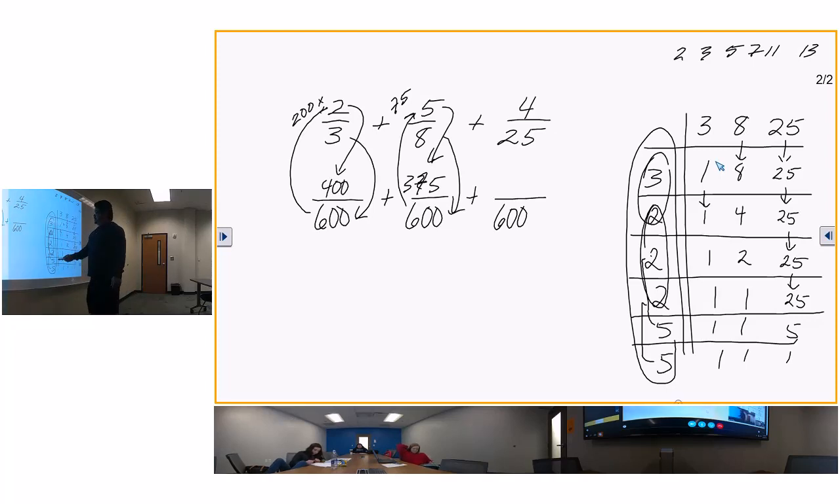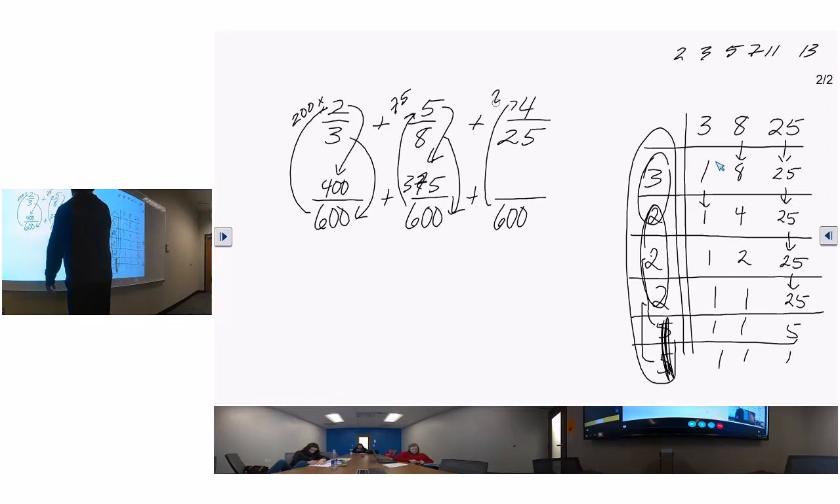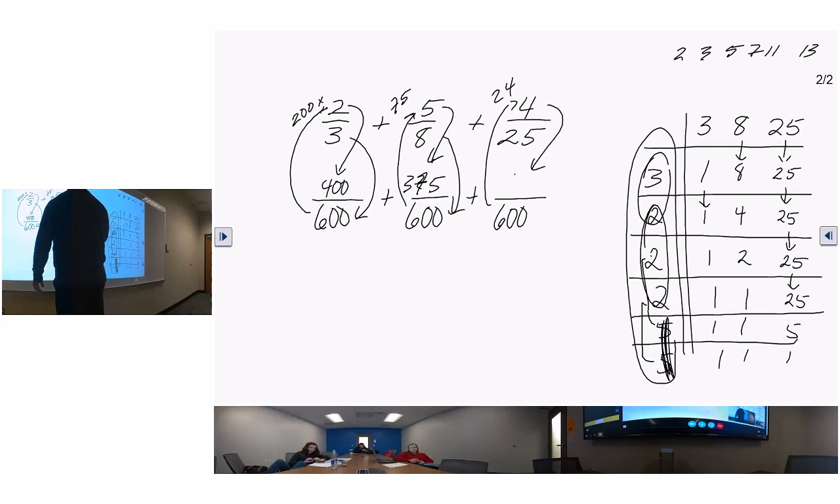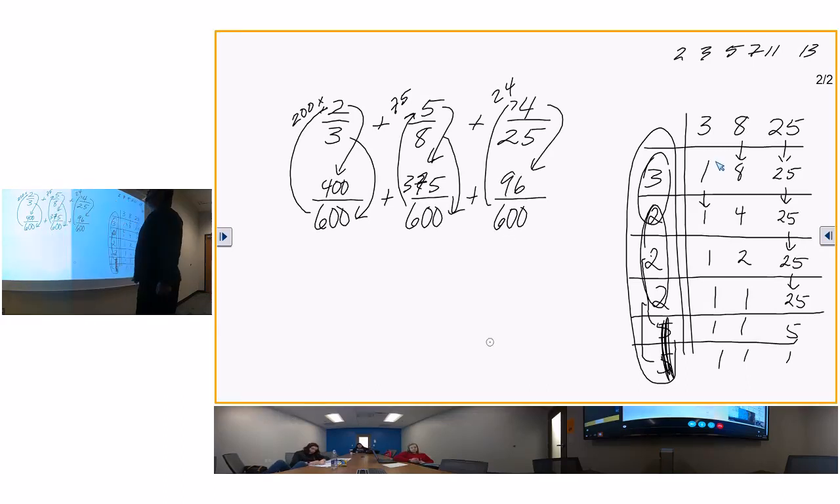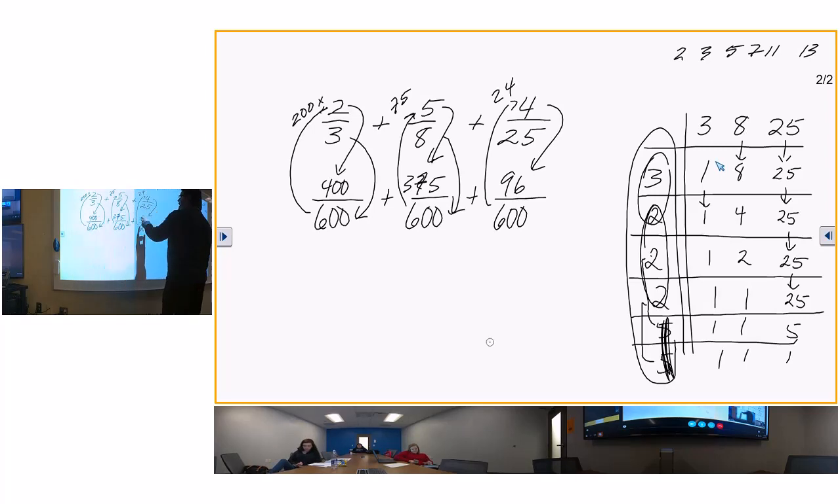Okay, now 25 is right here. Take that out. And you're left with what? 8 times 3 is what? 24 times 4? 96. Oh, I'm sorry. I was supposed to use a calculator on this, wasn't I? What's 400 plus 375? 775. 775 plus 100 is what? 875. 875 minus 4? 871.